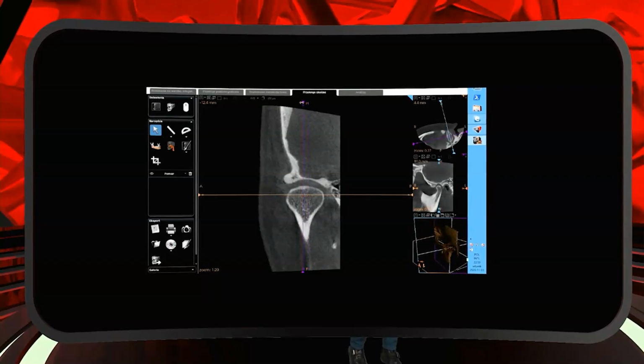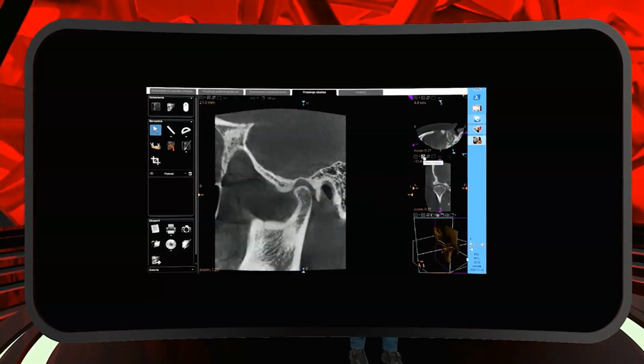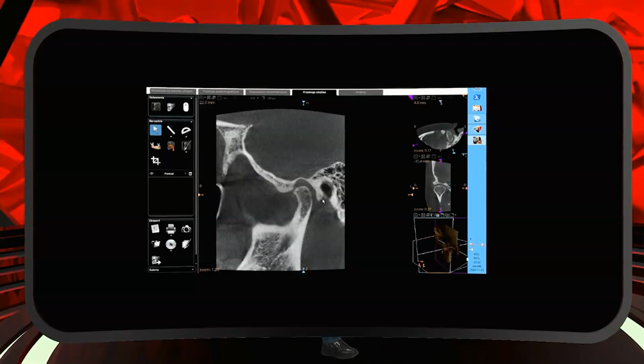So in the sagittal projection, you can also see it very nicely. To take a look, what we see now is, this is the ear hole, this is the fossa and the eminence, and this is the condyle.